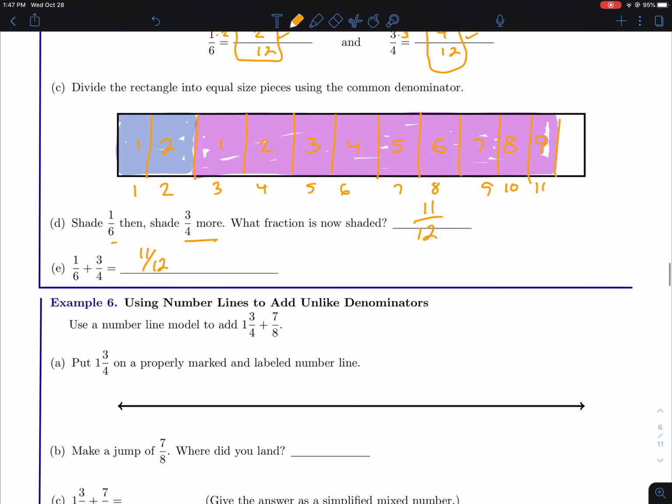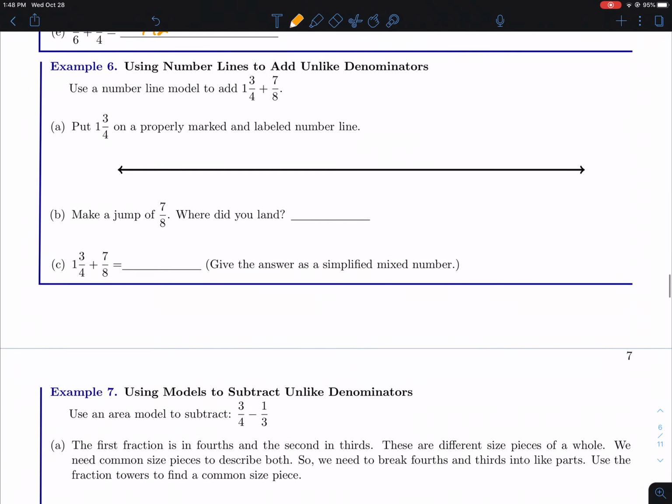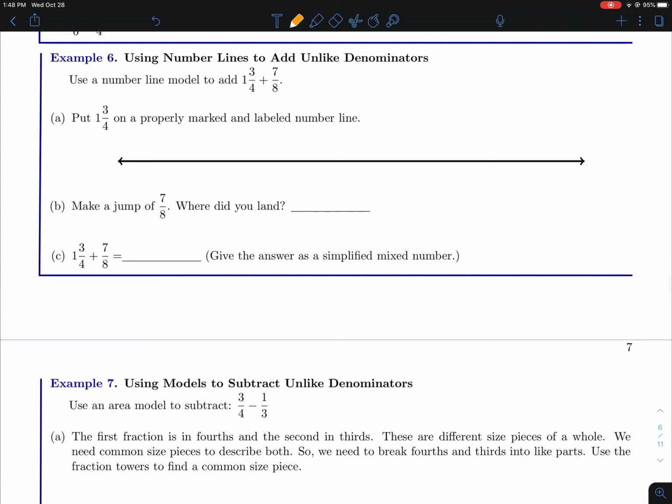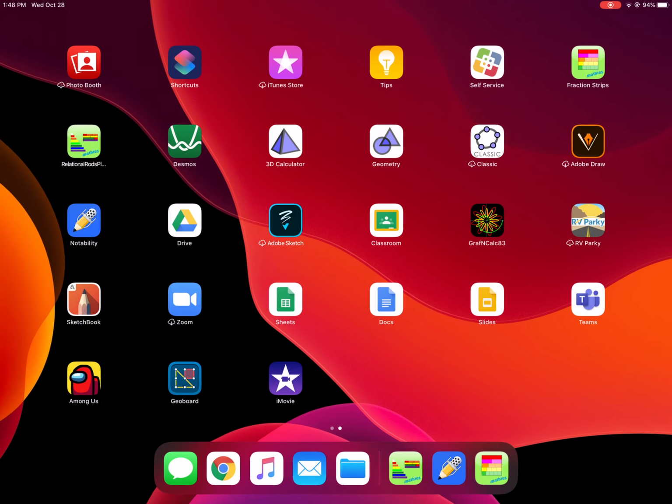All right, so let's take a look at a number line here. So again, same idea. We're trying to add 1 3/4 and 7/8, but unfortunately they don't have the same denominator, so we can't jump in right away and try to figure out how to actually combine these together. So in this case, a fraction tower would actually work well. So let's look at what 1 3/4 and 7/8 would look like.